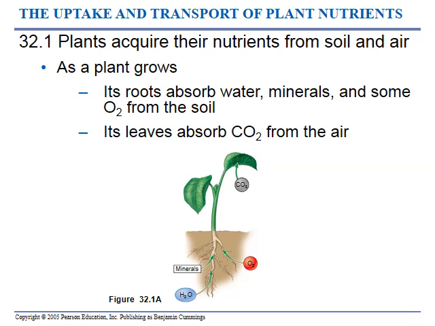Okay, plants obviously acquire their nutrients from soil and from the air. So as a plant grows, its roots absorb water and minerals and some O2 from the soil, and its leaves absorb the CO2 from the air.